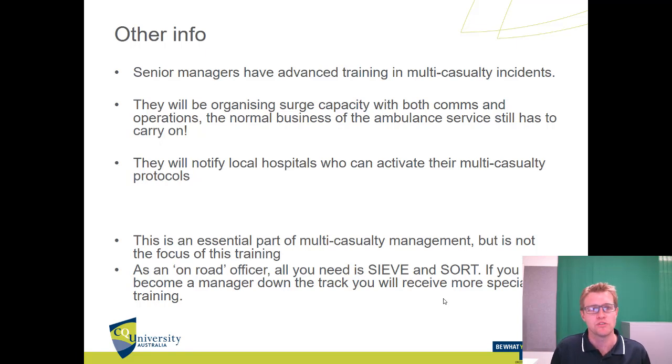Now, as I said, because you are going to be on-road paramedics, we're only training you in the initial low-level multi-casualty event. So you're going to be worrying about sieve and sort and good communication. For bigger events, senior managers have something called Emergo training, which is advanced training for multi-casualty events. That covers all sorts of stuff that's not going to affect you, like organising surge capacity, secondary comm centres, and notifying the hospital so they can activate their multi-cas plans. That's all very important, but it's not something that you are going to have to do. If you do become senior managers down the track, you'll be given this sort of specialised training.